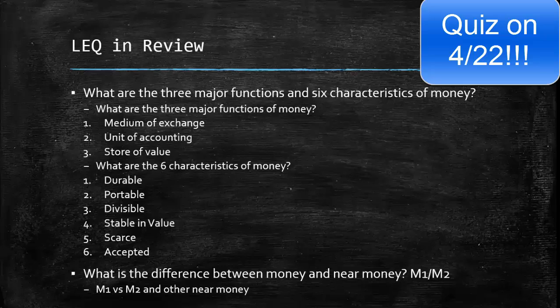And our second LEQ is what's the difference between money and near money, or M1 and M2. So M1 is the cash we have on hand. M2 is the cash we have on hand plus investments. Now there's a mini definition hidden in there called near money. When I say near money, I want you guys to think savings accounts. So it's not quite as close to you as the money in your pocket, but it is still relatively easy to access.